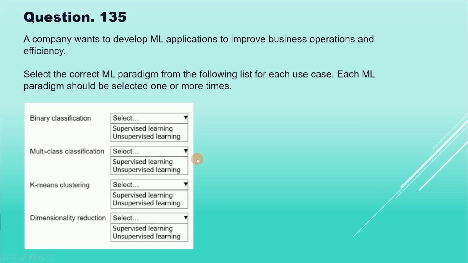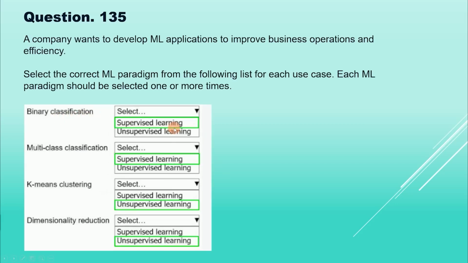And the correct answer here will be, I'm just going to reveal the correct answer. For binary classification, supervised learning. Multi-class classification, supervised learning. K-means clustering, unsupervised learning. Dimensionality reduction, unsupervised learning. Because both techniques, that is binary classification and multi-class classification, need the model with the labeled data. And wherever labeled data comes into the picture, supervised learning will be the correct answer.